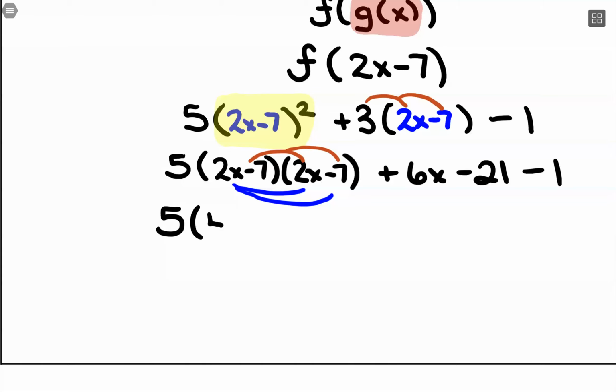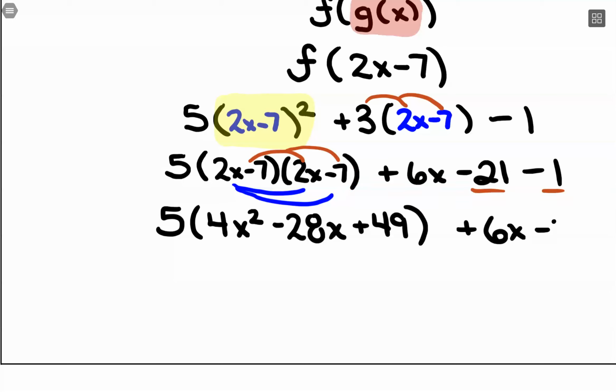2x times 2x is 4x squared. We're going to have this 2x times negative 7, so negative 14x. We're going to have 2 of those, so I'm just going to skip a little step there, that'll be negative 28x. So that's coming from this 2x times negative 7 for negative 14x, and then we'll have negative 7 times 2x for negative 14x again, so combined negative 28x. Negative 7 times negative 7 for a positive 49. And then outside here, I'm just going to combine those like terms, so I have a plus 6x and a negative 22.